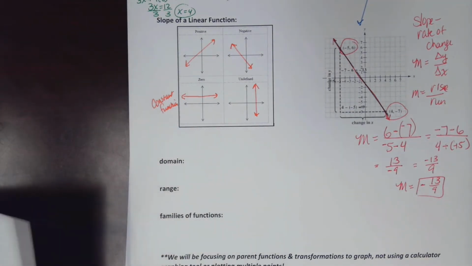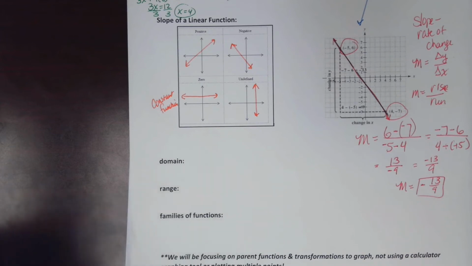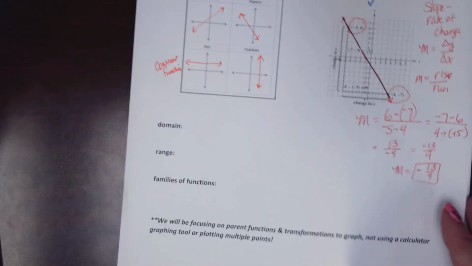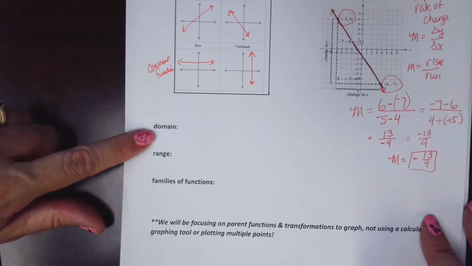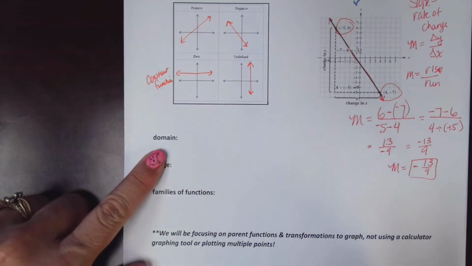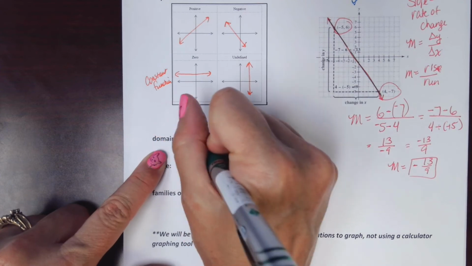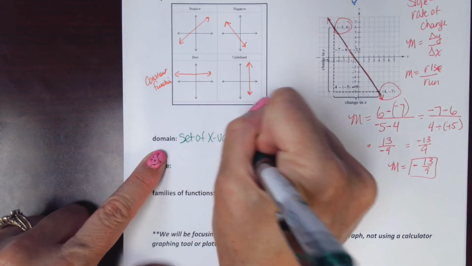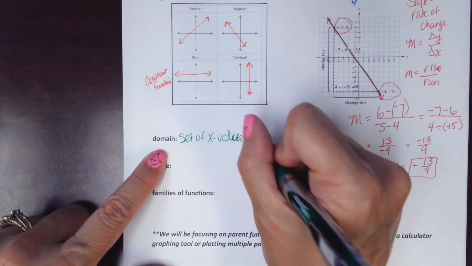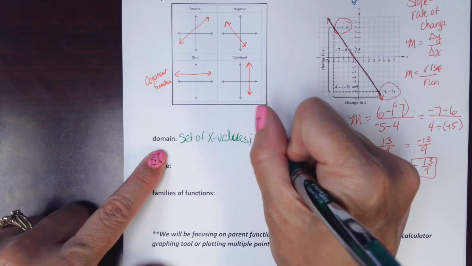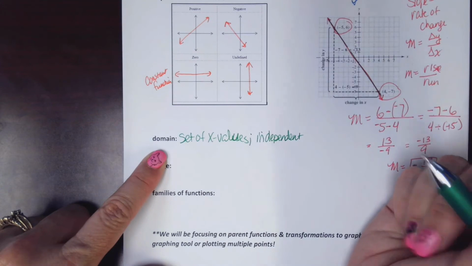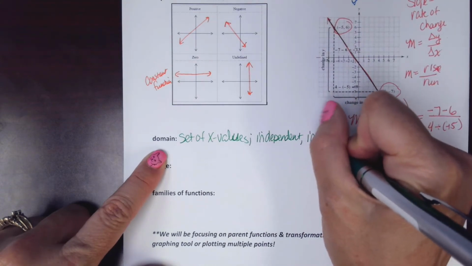Let's talk about domain, range, and families of functions. Now, we've already kind of introduced domain and range without using those terms. Domain is my set of x values. I mentioned when we set up our graph on the first page of notes that was our independent variable. I misspoke and said it the wrong way to start with. It's our independent variable. The domain we can also call our input.